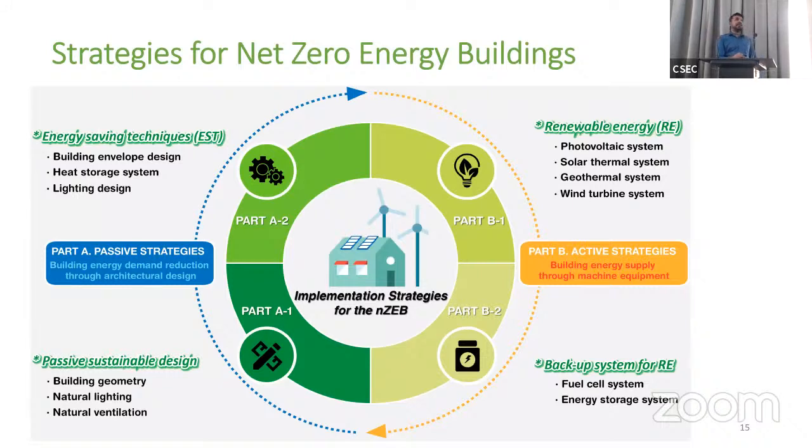There are two main strategies for net zero energy buildings, such as passive strategies and active strategies. Passive strategies are building energy demand reduction through architectural designs. Active strategies are building energy supply through renewable energy. Then the passive strategies are divided again into two parts. One is energy saving techniques like building envelope design, heat storage systems, and lighting designs, and the other part is passive sustainable design. That is building geometry, location, orientation, and natural lighting, natural ventilation, likewise.